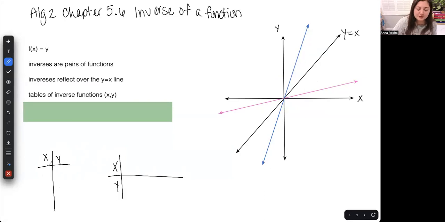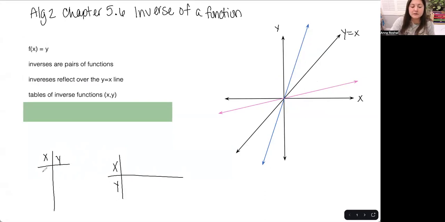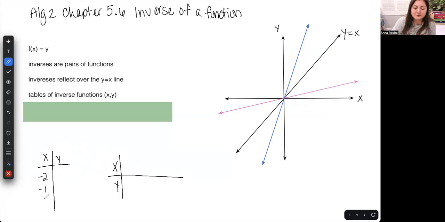One of the things I do want you to notice when you're looking at inverse functions: let's say I have -2, -1, 0, 1, 2 down here for my original function, and then I have 7, 8, 9, 10, and 11 as my table for this particular function. When I look at my table of values for my inverse function, my x and my y need to flip-flop. Once they flip-flop, then I have my inverse.